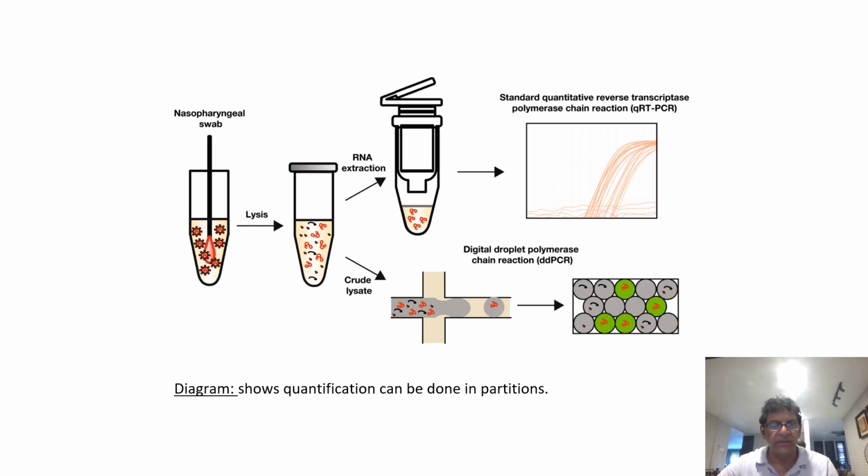And here is a nasopharyngeal swab for an infection. After lysis, the RNA has been extracted, and the crude lysate has been separated. Then we can see that the plates are individualized, and we can do multiple tests on these partitions.